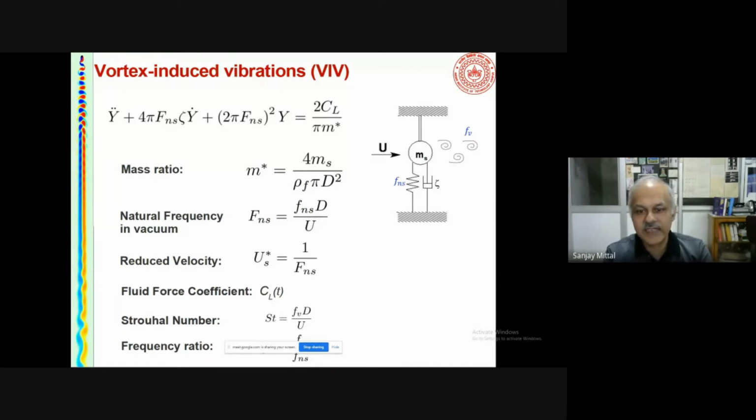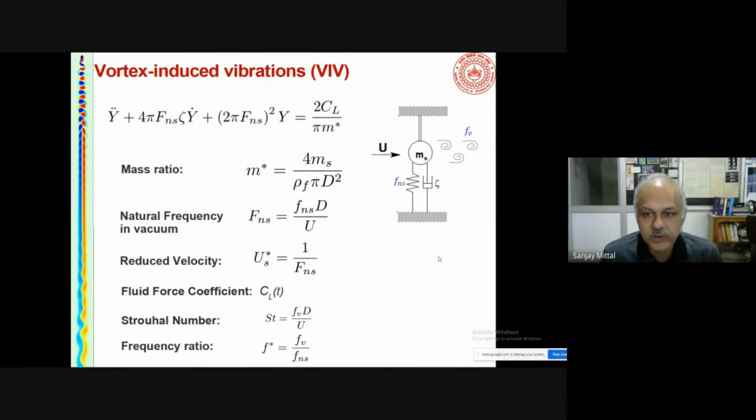Okay, so clearly we are using the speed and the natural frequency to give us a non-dimensional speed. And then, of course, the force coefficients, the vortex shedding frequency, the Strouhal number, and the frequency ratio of the vibration and the natural frequency. So this terminology we are going to use quite a bit.